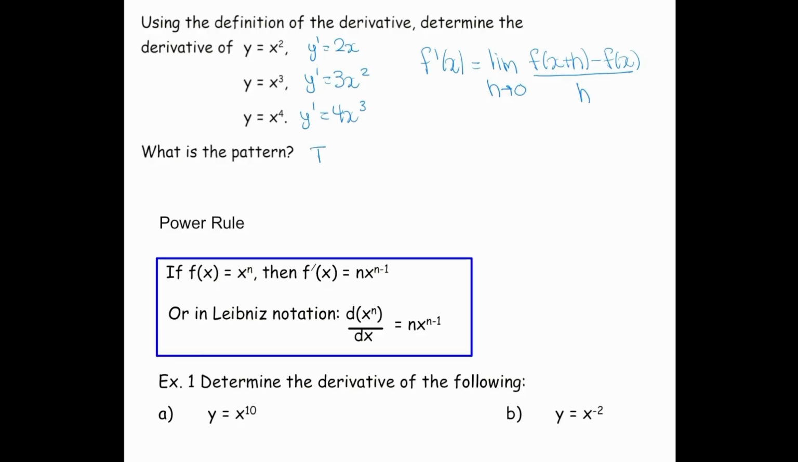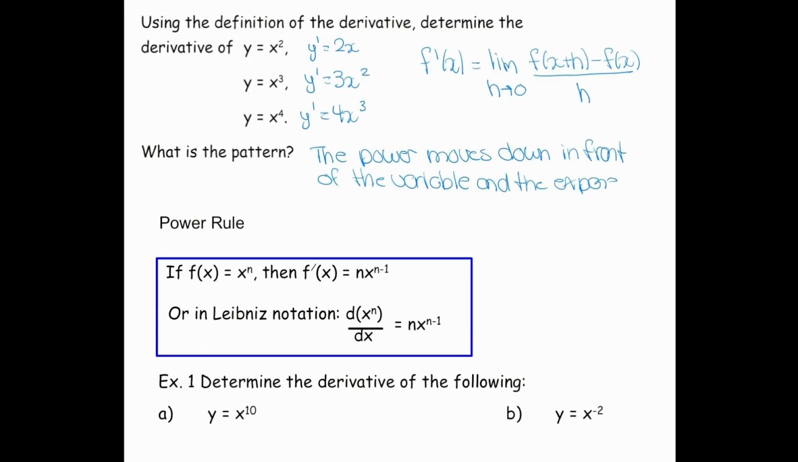The power moves down in front of the variable, and the exponent decreases by 1.